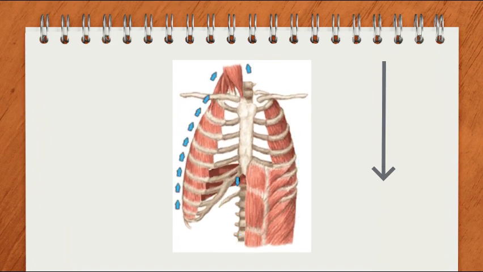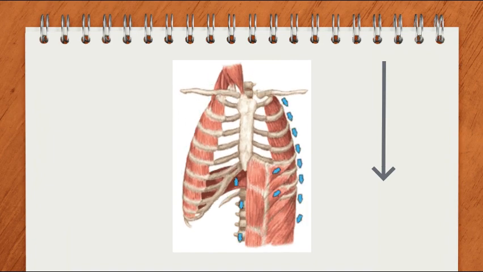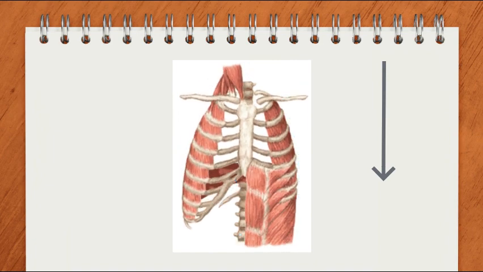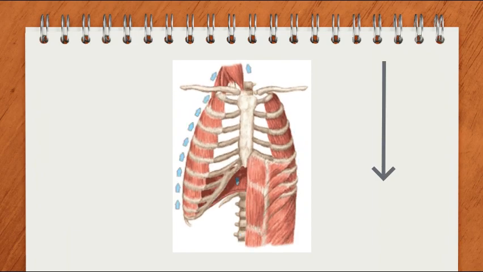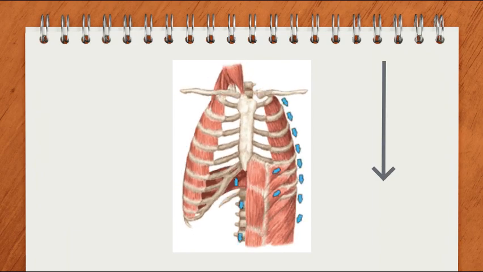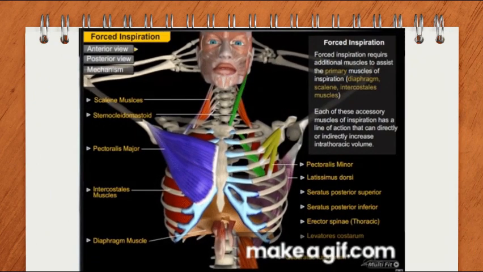And the second phase is called expiration, or exhaling. When the lungs exhale, the diaphragm relaxes and the volume of the thoracic cavity decreases, while the pressure within it increases. As a result, the lungs contract and the air is forced out.